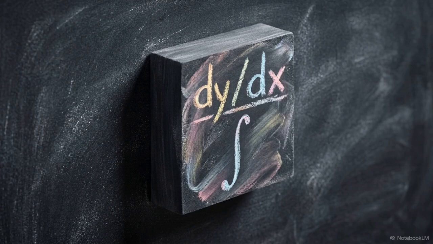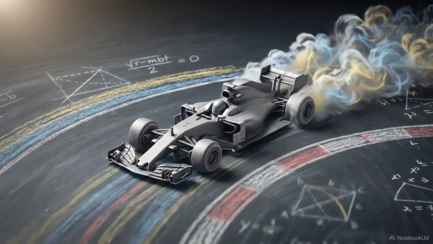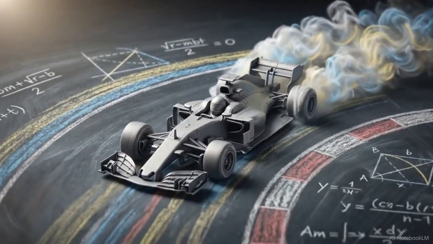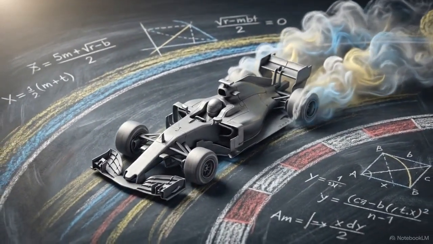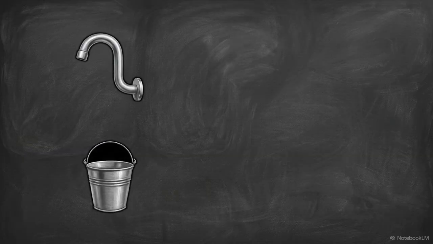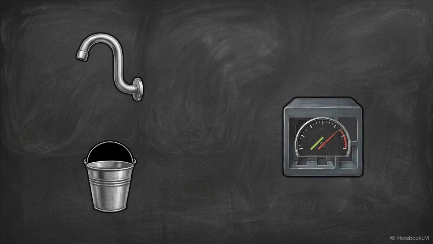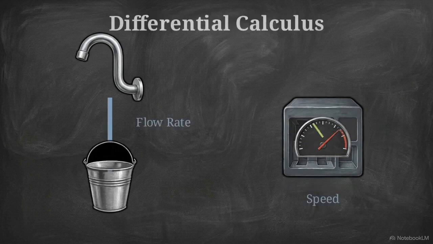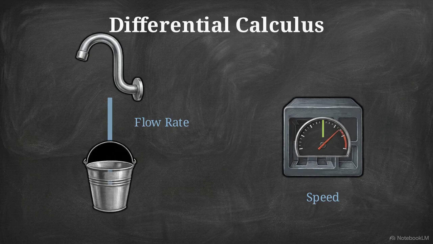At the top of your paper, write down the 2 main branches of calculus: differential for rates of change and integral for total accumulation. Differential calculus is used to figure out exactly how fast something is changing at a single frozen instant in time. This diagram shows water flowing into a bucket on the left, paired with a car's speedometer on the right. The flow rate of that water, or the exact speed of the car at this very second, is differential calculus in action.